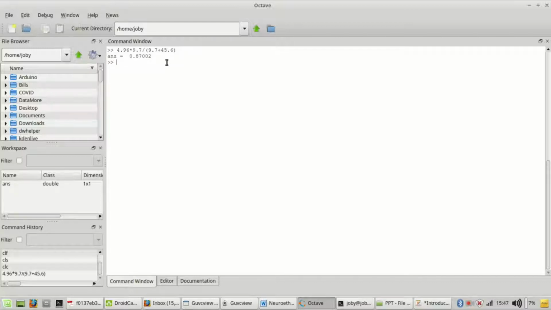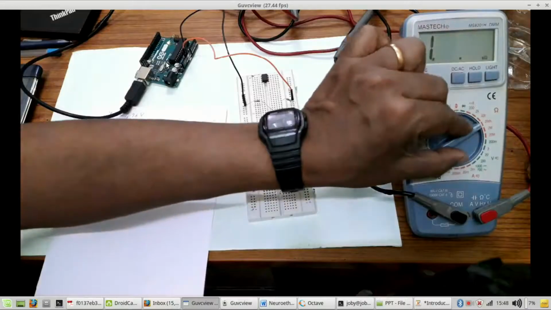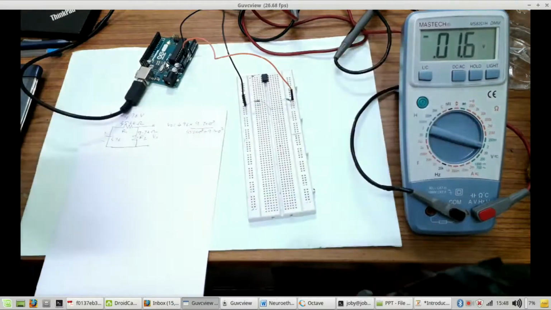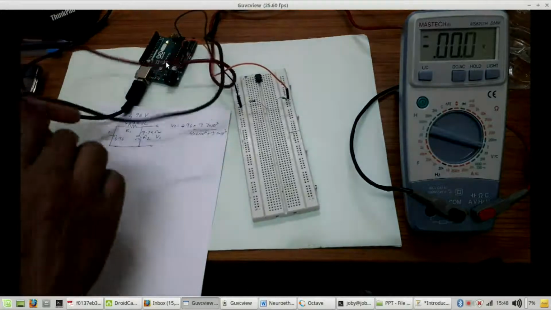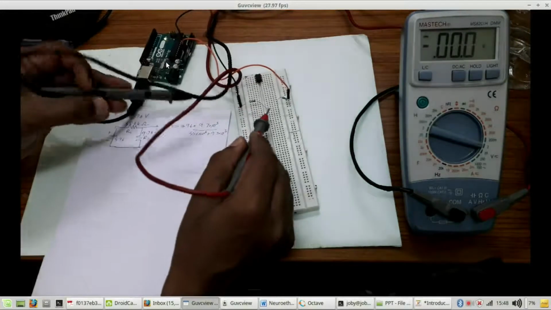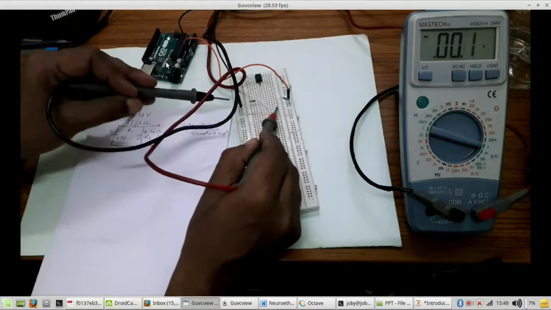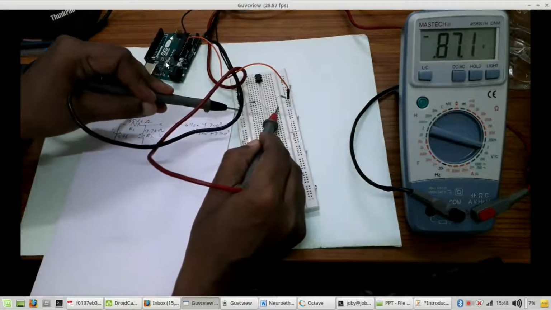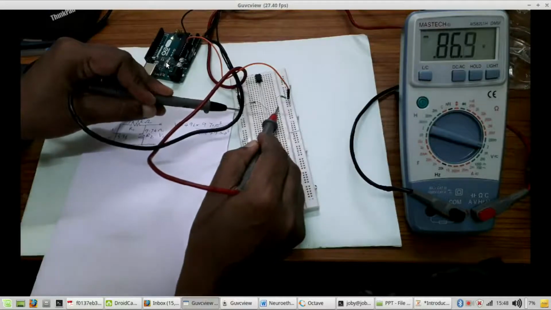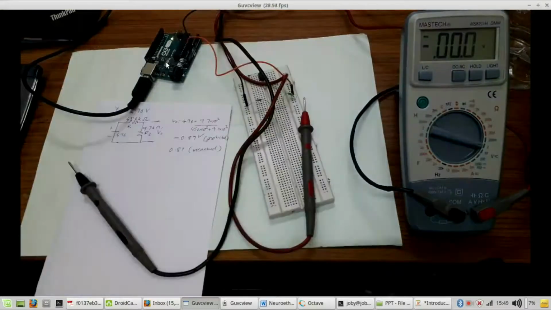Now let us use the multimeter to check the voltage. Let me put in the 2 volt range across R2, 9.7K. The positive lead I'm placing here. Our prediction was 0.87, and the measurement matches, showing how nicely the theory works in this case.